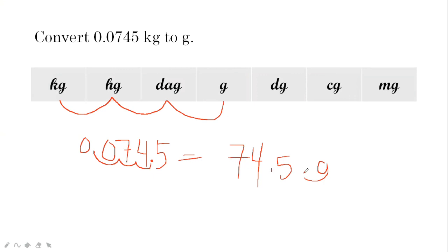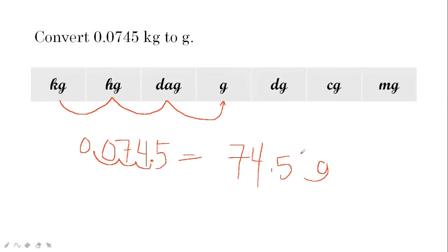Okay, so that is how to convert metric system to metric system. As long as you know the pattern, converting is easy, because you just move the decimal point. That is the biggest shortcut for converting measurements from metric to metric.